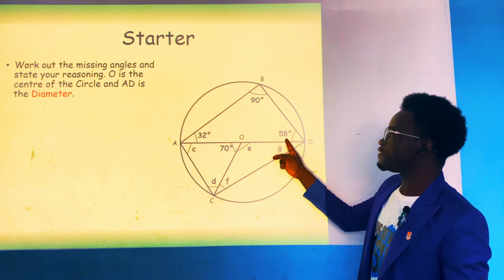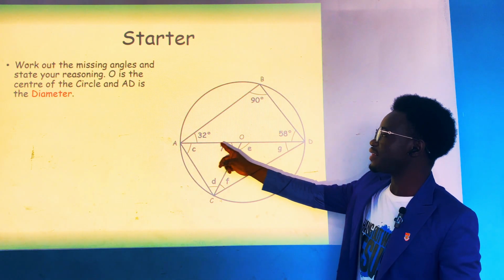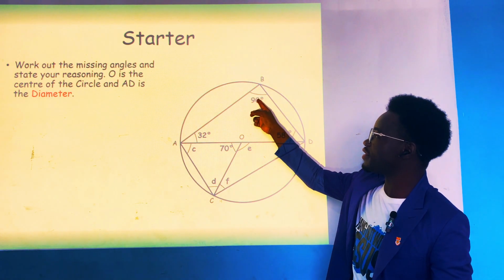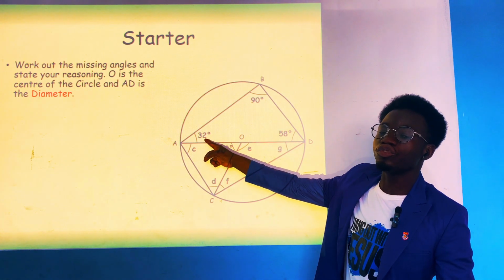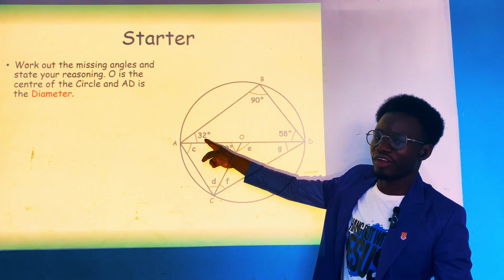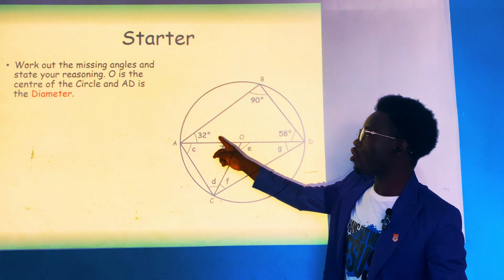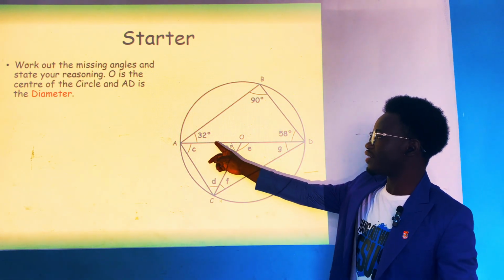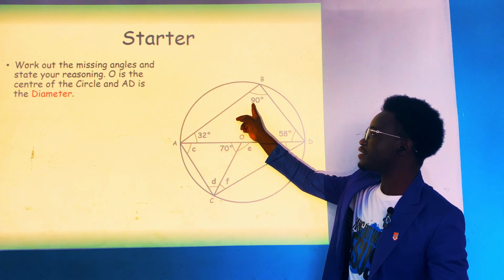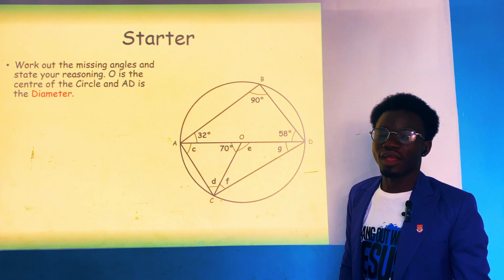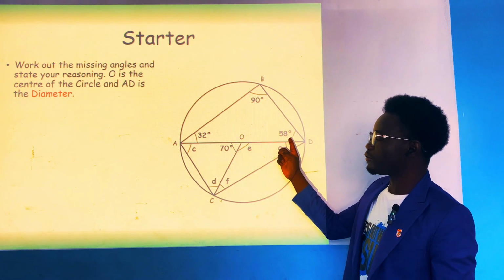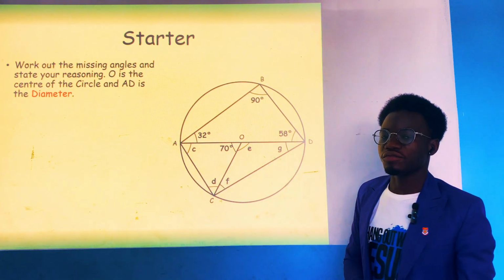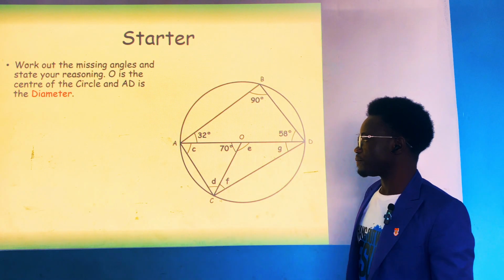Now, B is 58. From the previous theorem, we say that the angle subtending from the diameter to the circumference is 90 degrees. So if here is 90 degrees and here is 32 degrees, you use the angle properties of a triangle. When I sum all the angles in the triangle, it must give me 180 degrees. So that is why when I take 32 plus 90, that's going to give me 122. And you take it from 180 and you are going to get the remainder as what? 58 degrees.